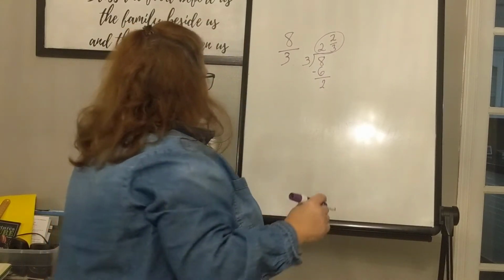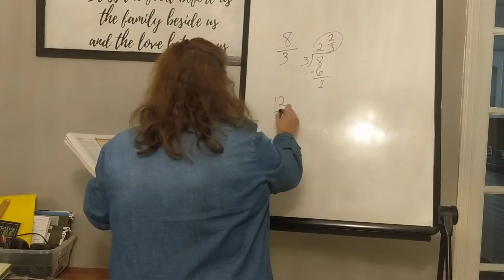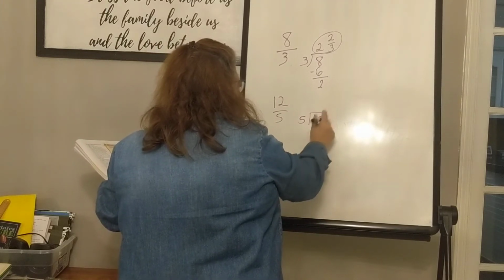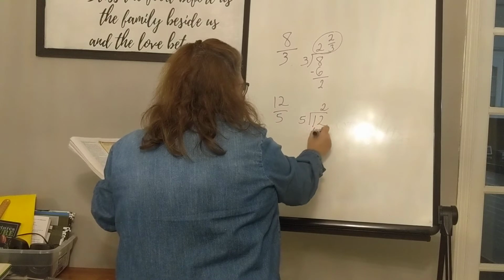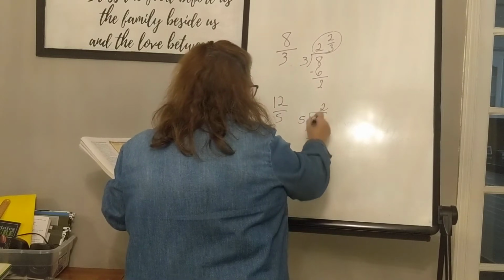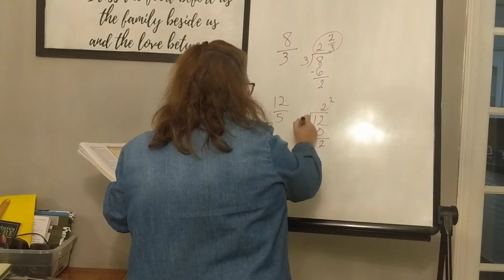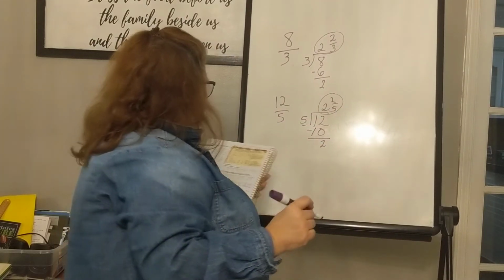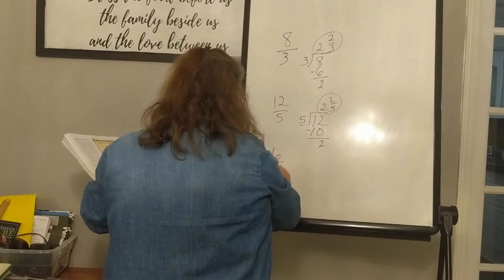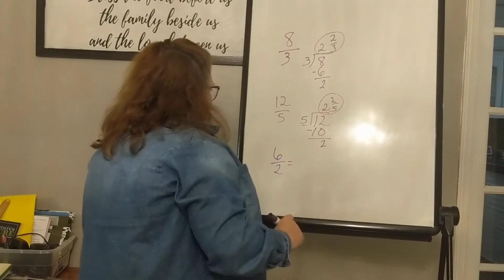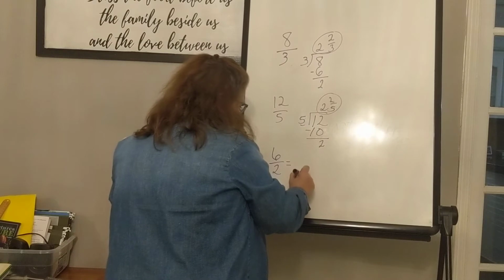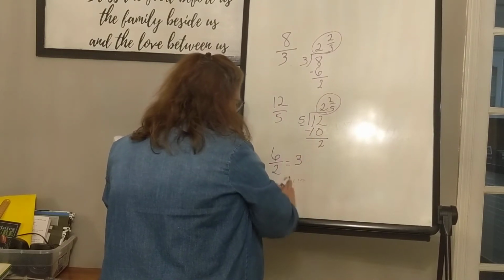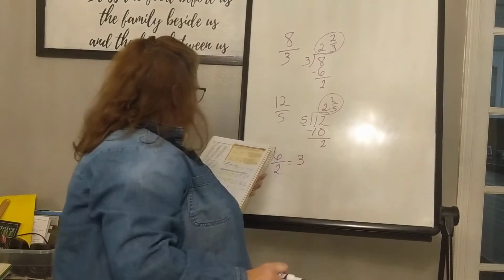If we have 12/5, 12 is improper, so we say 12 divided by 5. 5 will go into 12 2 times. 2 times 5 is 10. We subtract, and we have 2 and, the 2 is our numerator, the 5 is our denominator, 2 and 2/5. If we have the improper fraction 6 over 2, we just say 6 divided by 2, and that is 3. So it is a whole number. 6 divided by 2 is 3.